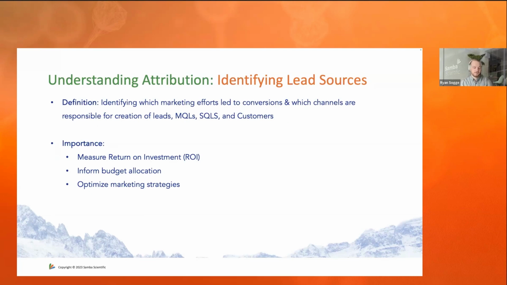So the first step of attribution in HubSpot boils down to identifying lead sources. Ultimately, this is all about identifying where your sources are, where your contacts are coming from, and which marketing channels are generating more and better qualified leads. Now, the importance here is to ultimately measure your ROI, which can then inform budget allocation in the future and help you optimize your future marketing strategies.